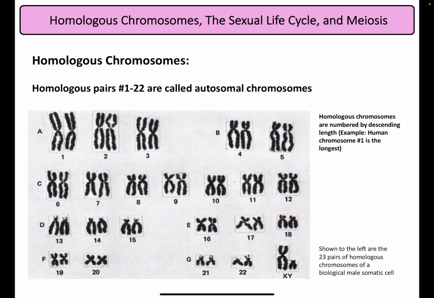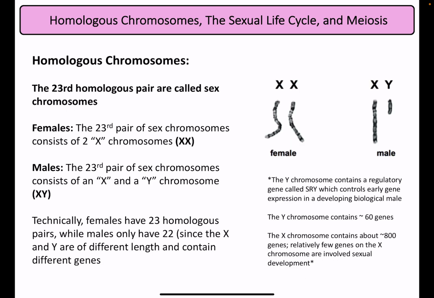And I want to point out that the way that we name or number chromosomes is in terms of their descending length. So chromosome number 1 is the longest, has the most genes. Chromosome 22 is the shortest with the least amount of genes. Then here we have a special, unique pair of chromosomes. These are referred to as the sex chromosomes. We'll talk about those in a moment. Oh, I guess here's the moment. The 23rd pair are called the sex chromosomes.